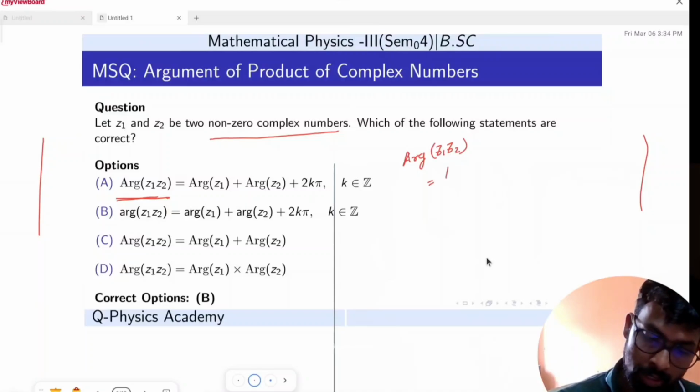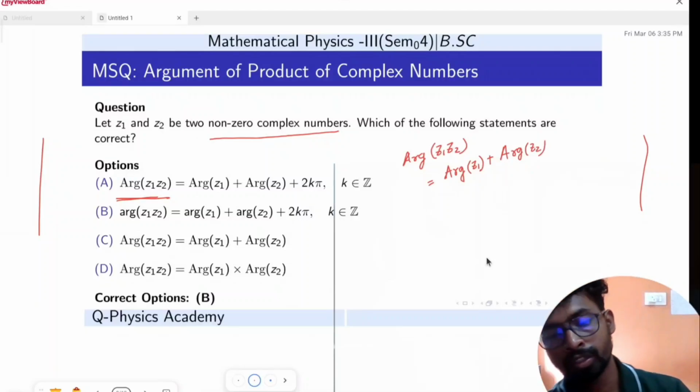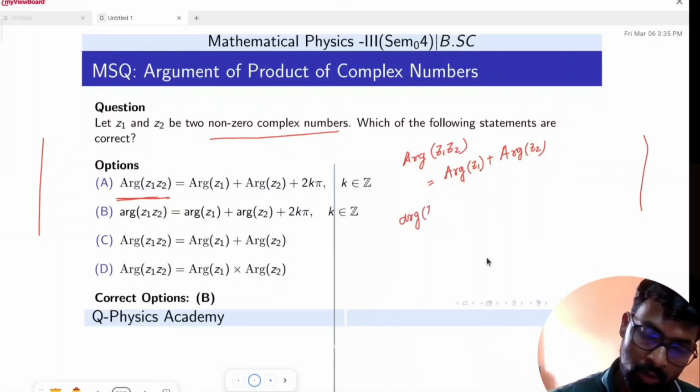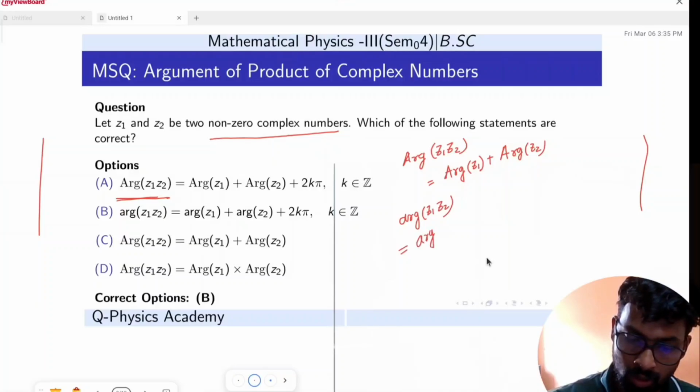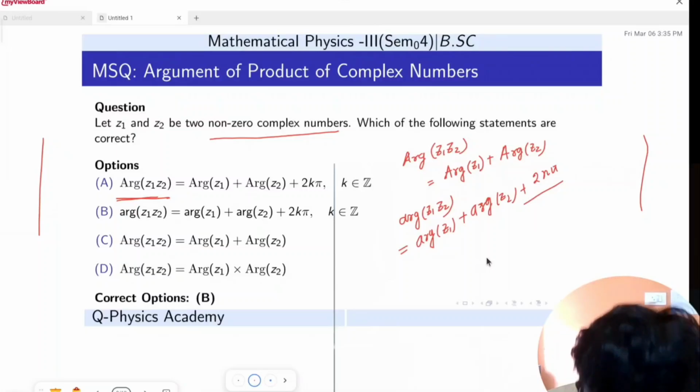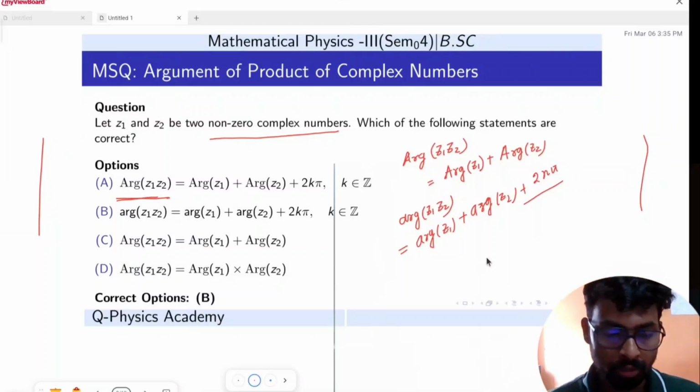So it means the principal argument of z1 and the principal argument of z2 do not involve any further addition of 2n pi. But for the arguments of z1 and z2, it must be argument of z1 plus argument of z2 with 2n pi. We already discussed this.